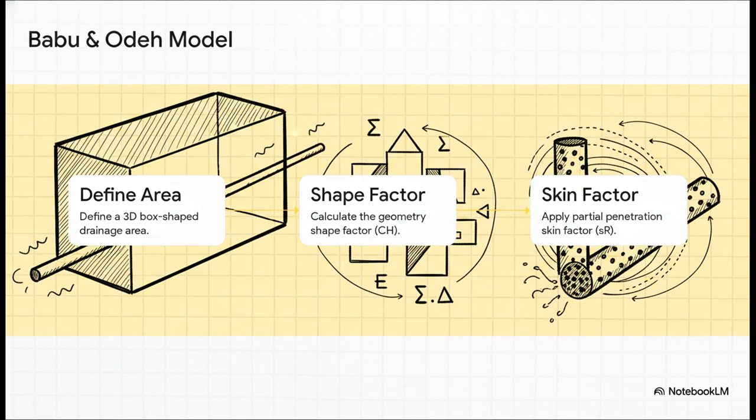To crack the incredibly nasty 3D diffusivity equation, they came up with a really clean three-step recipe. Step 1. Define a 3D bounding box that represents the drainage area. Step 2. Calculate a specific geometry shape factor. And Step 3. Apply what's called a partial penetration skin factor.